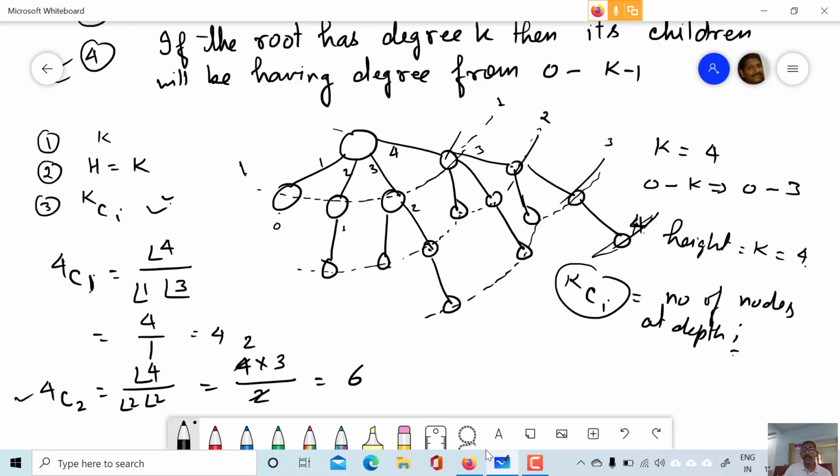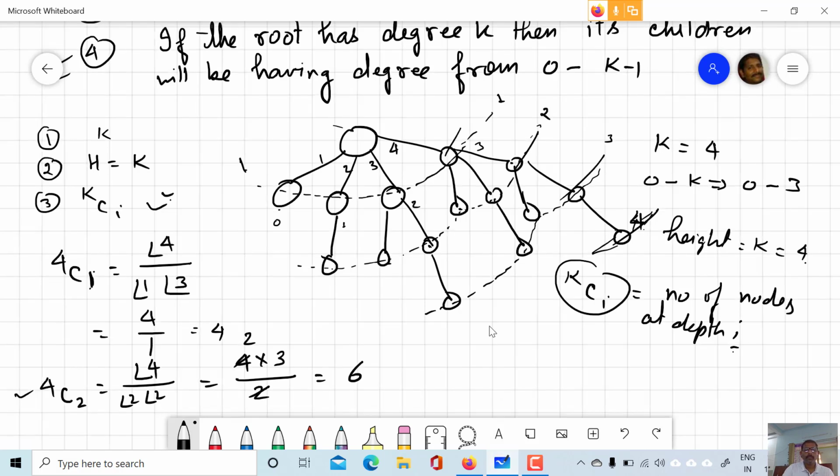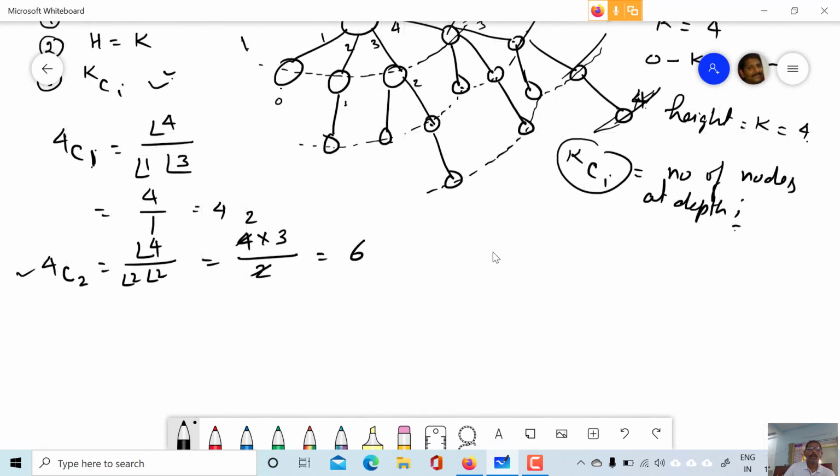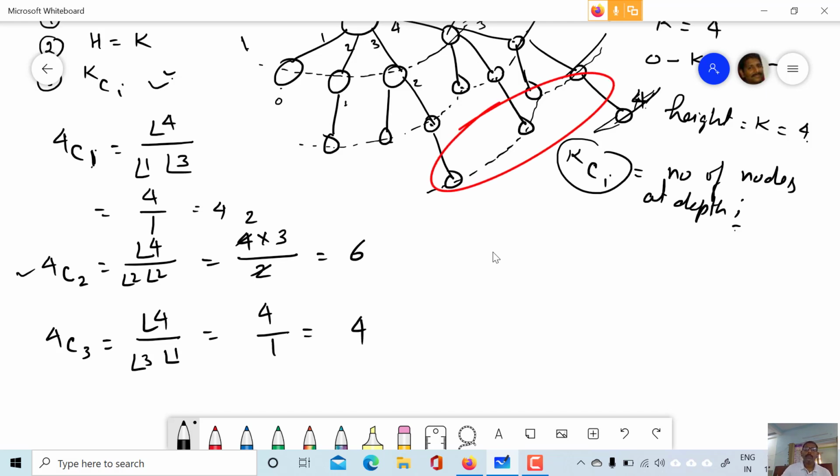Okay, let us check at depth number 3. For depth number 3, the number of nodes should be 4C3, that means factorial 4 upon factorial 3 and factorial 1. So here again this is very similar to case number 1, and it is like 4 upon 1, that means the number of nodes is 4. So 1, 2, 3, 4, that means the rule is good.